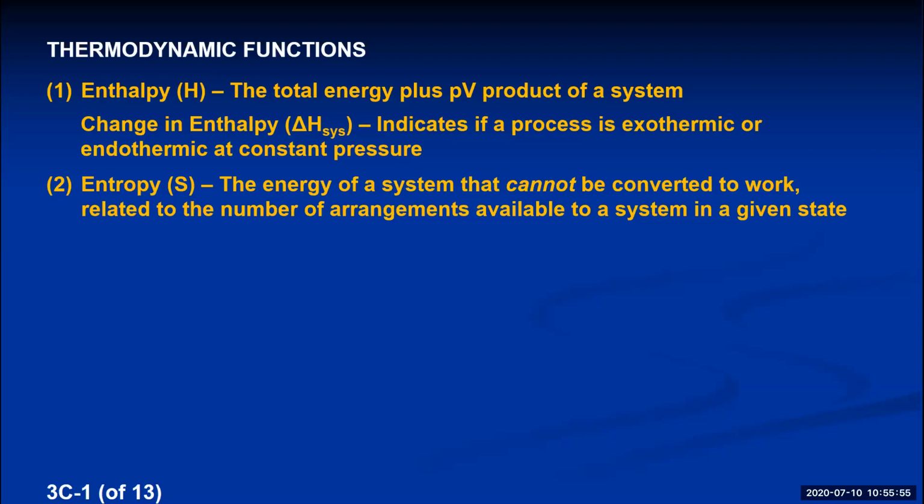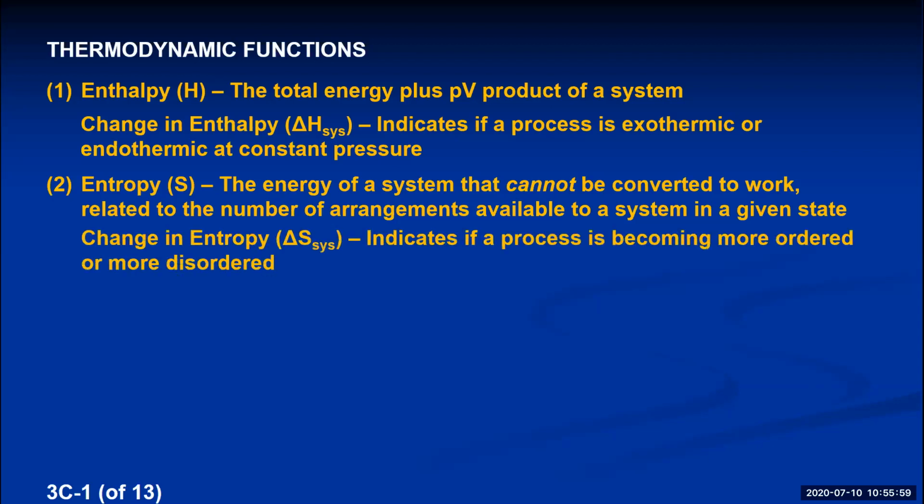When a chemical reaction takes place, we can calculate the entropy change of the chemical reaction. So the change in entropy for a system, usually a chemical reaction, indicates to us if that process is becoming more ordered or more disordered. So we now have two different thermodynamic functions telling us different things about chemical reactions. A change in enthalpy tells us whether the reaction is exothermic or endothermic. Change in entropy tells us if the reaction is becoming more ordered or more disordered.